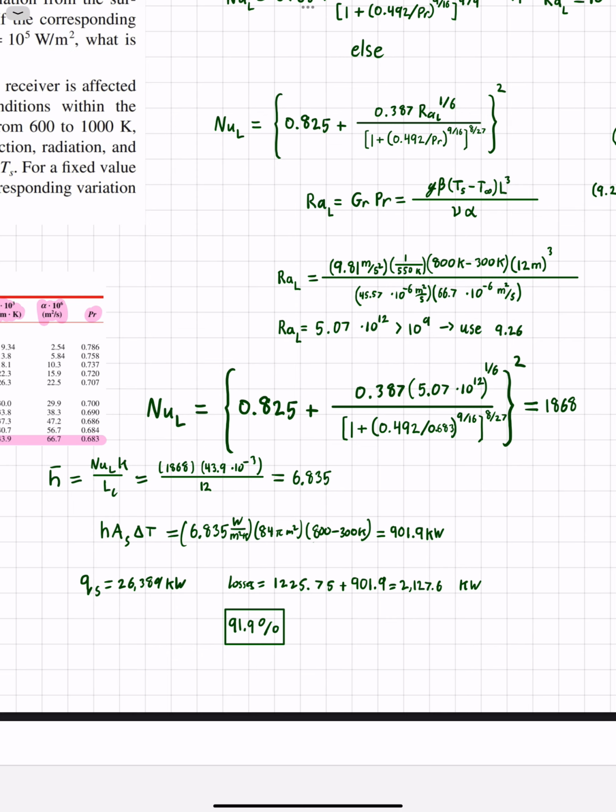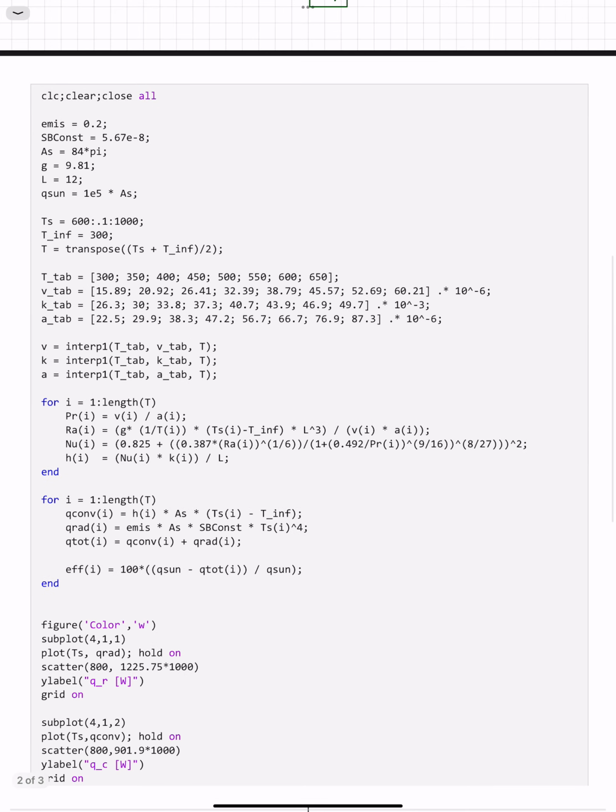And then for part B, it asks the surface temperature of the receiver is affected by design and operating conditions within the power plant over the range from 600 to 1000 Kelvin. Plot the variation of the convection, radiation, and total heat rates as a function of Ts. For a fixed value of Q sun equals 10 to the 5th watt per meter squared, plot the corresponding variation of the receiver efficiency. So for this, I created a MATLAB script.